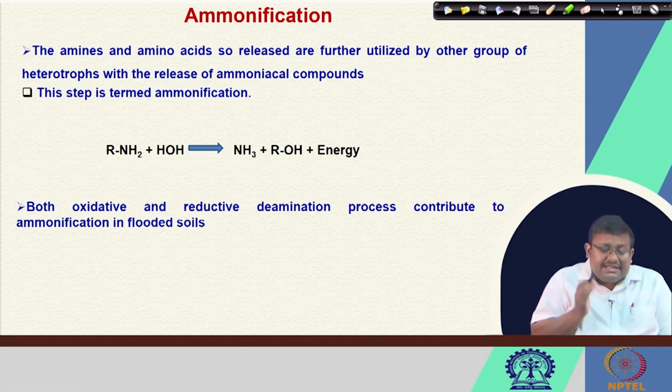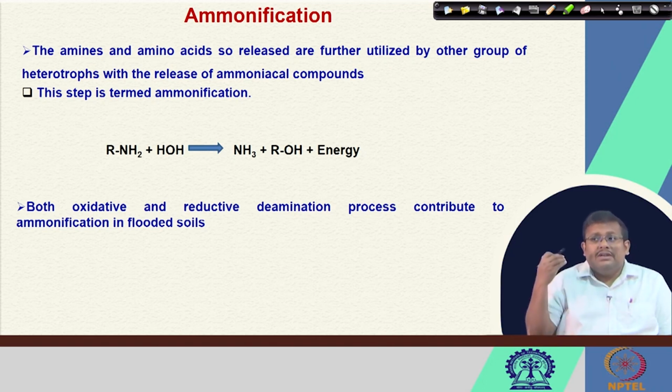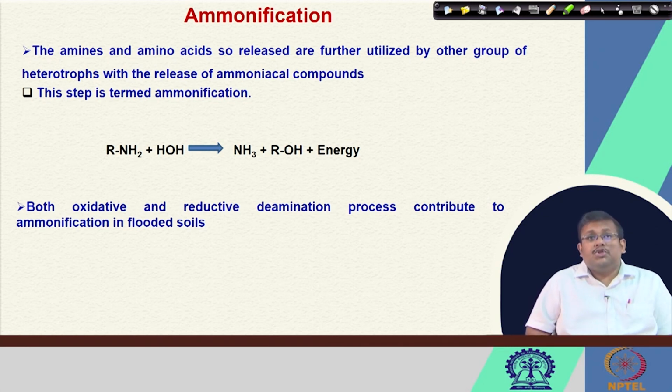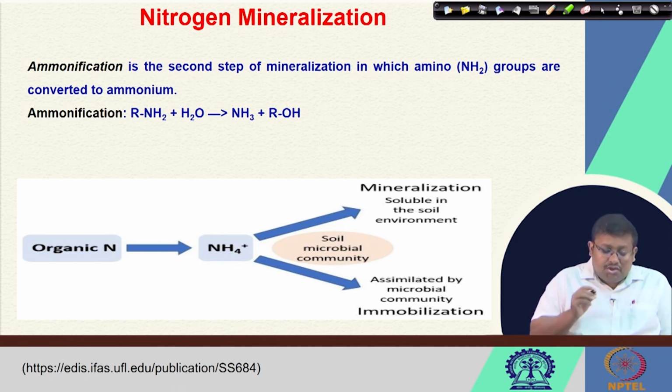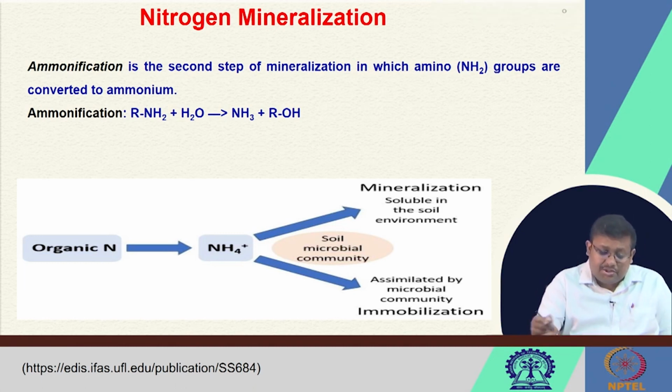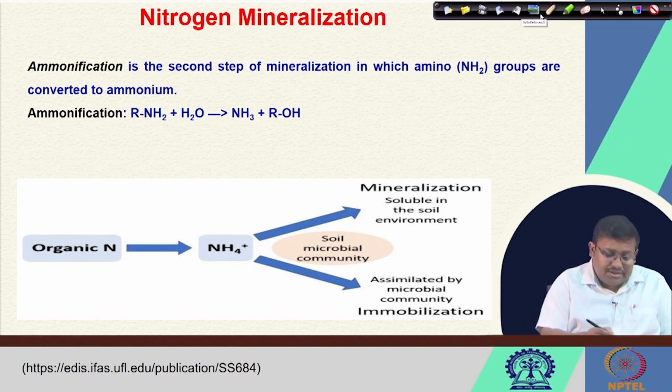So, in short, the conversion of amino acids to ammoniacal compounds is known as the ammonification process, and it is mediated by heterotrophs. We know that ammonification is the second step of mineralization, in which the amino groups are converted into ammonium. Here we first start with organic nitrogen, and it gets converted into ammonium through the ammonification process.